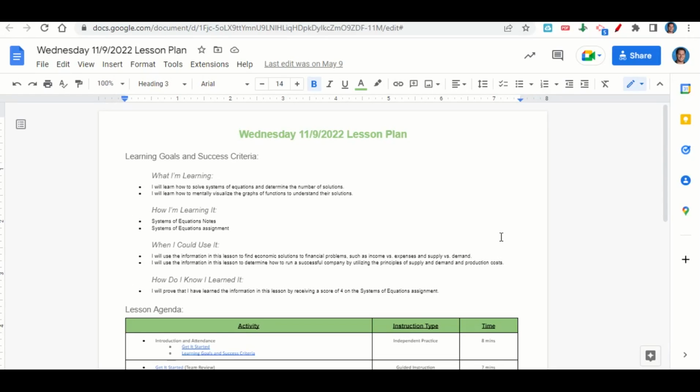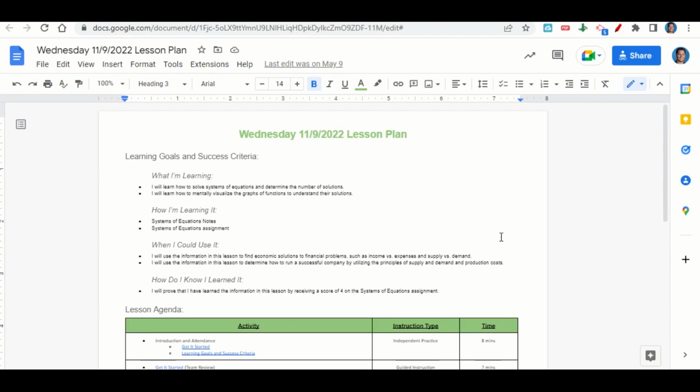First, what are we learning? We're learning how to solve systems of equations and determine the number of solutions, and how to mentally visualize the graphs of functions to understand their solutions. How are we learning it? Through the systems of equations notes and systems of equations assignment.